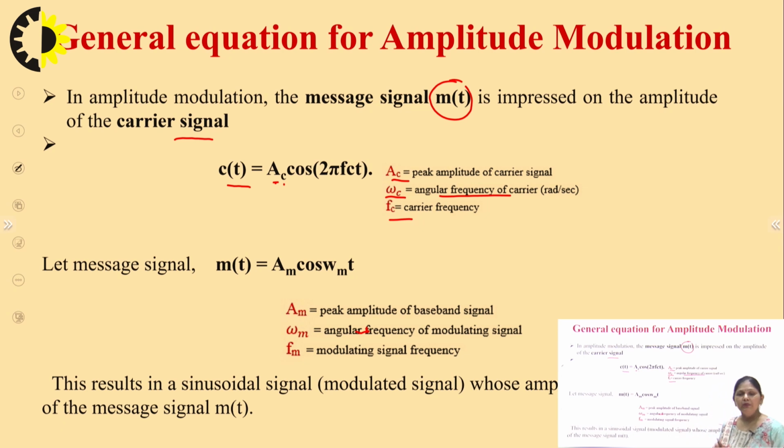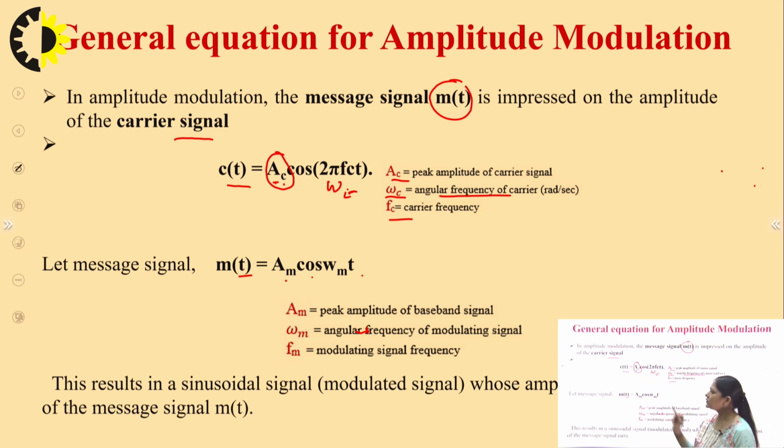Now, in amplitude modulation, we will be talking about the change in amplitude of the carrier according to the amplitude of the message signal. So we will be working on the amplitude of the carrier. The message signal is simply denoted by m(t), and that is given by Am cos omega m t. The carrier can be written as Ac cos omega c t or 2π fc t.